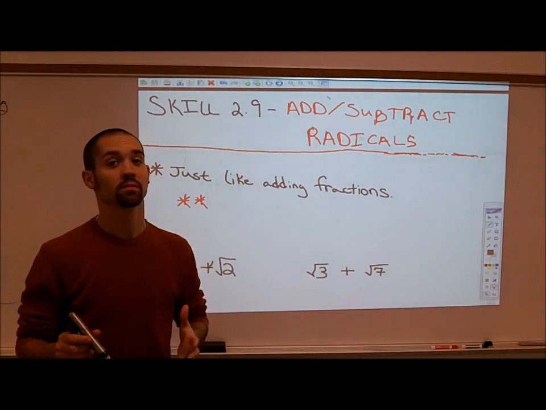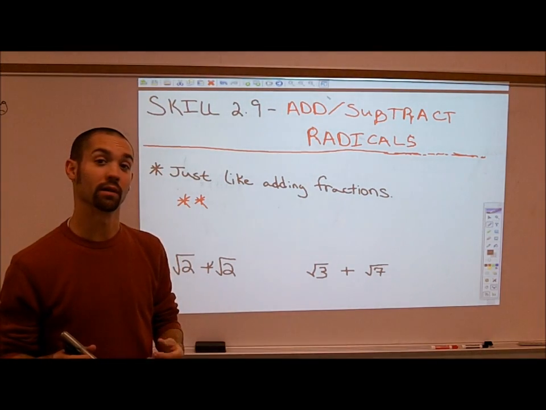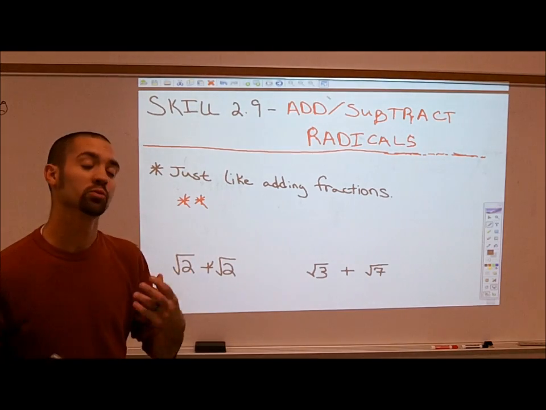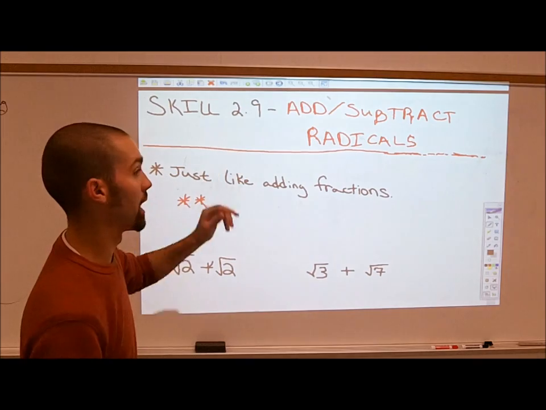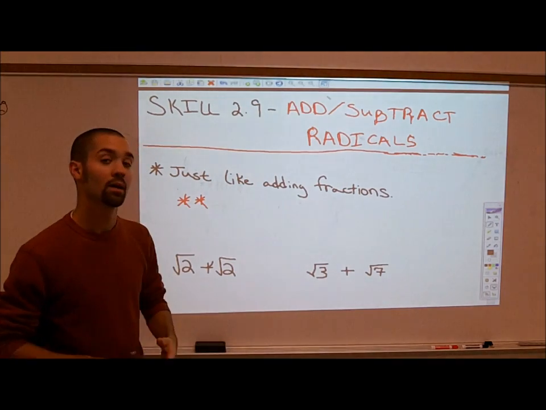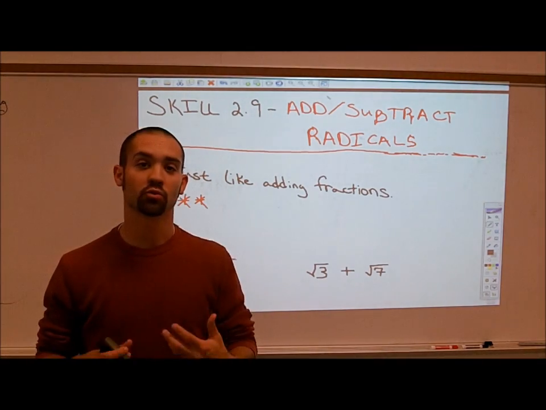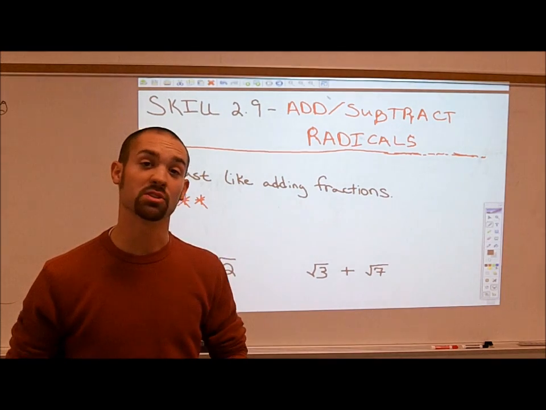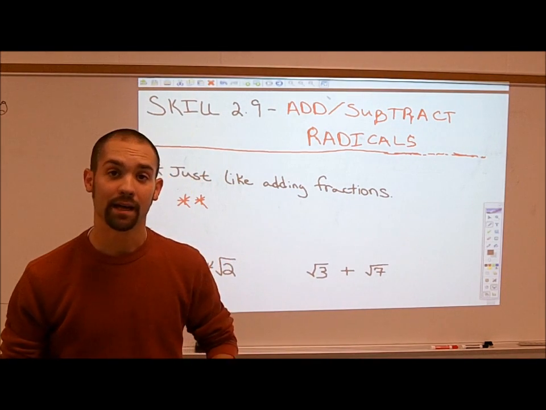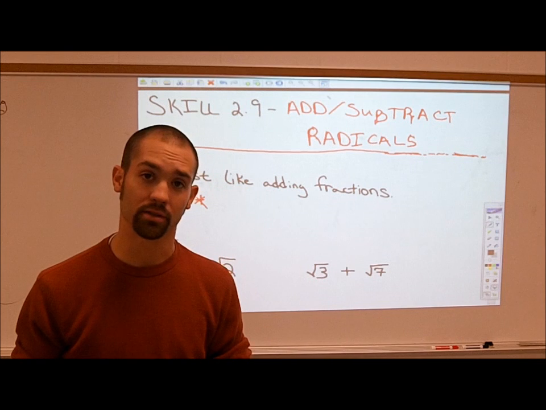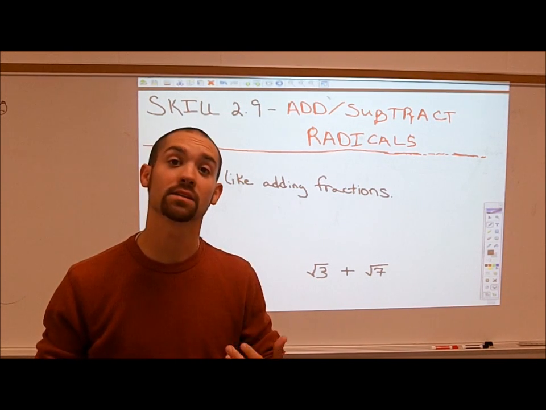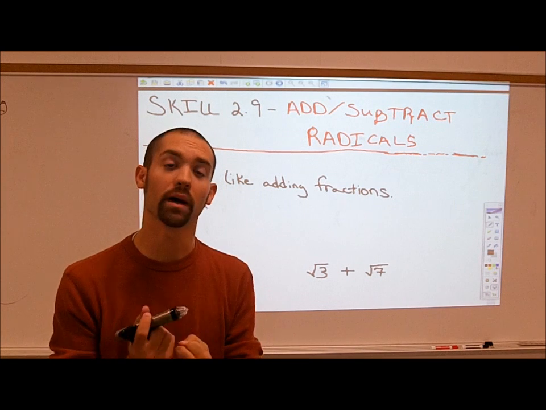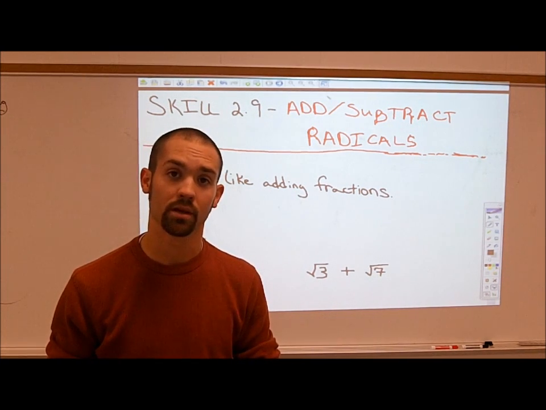Alright kids, last one for this unit, okay? Skill 2-9. It is over adding and subtracting radicals, okay? When we add and subtract radicals, it's very similar to when we add and subtract fractions, okay? What has to be true there is you have to have a like denominator. That's the only way you can combine the two fractions.